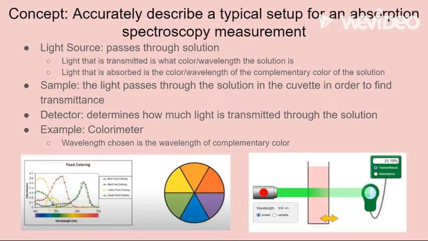The sample is in the cuvette, and this is what the light passes through in order to find transmittance and absorbance. Lastly, the detector determines how much light is transmitted through the solution by measuring how much light is present after passing through the solution.